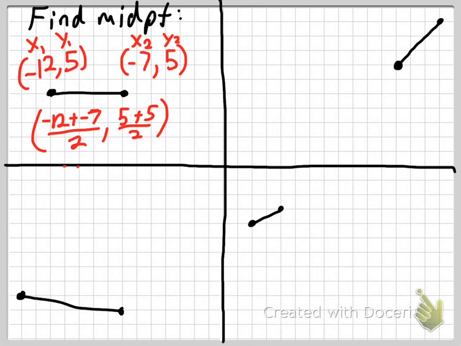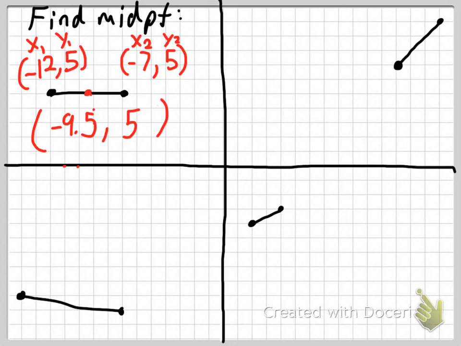Negative 12 minus 7 is negative 19. Negative 19 divided by 2 is roughly negative 9.5. 5 plus 5 is 10. 10 divided by 2 is 5. So our midpoint should be at negative 9.5, 5. So let's count. It's about right there, where we guessed it should be.